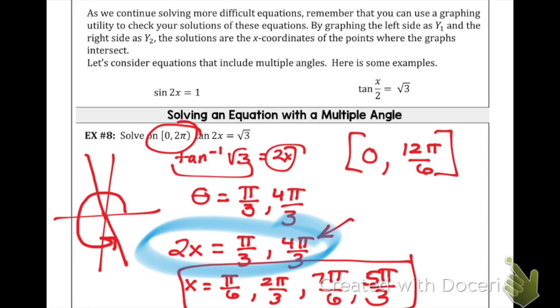Okay, let's go ahead and try number 9. Here we are going to solve sine of x over 3 is equal to 1/2. So we're going to do the same thing. The sine is isolated, it's all by itself, so let's go ahead and do a sine inverse. Sine inverse of 1/2 is equal to x over 3. So where do I have a vertical displacement of 1/2? So we're at pi over 6.